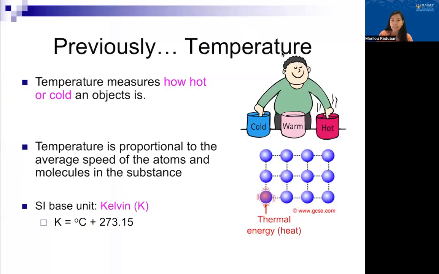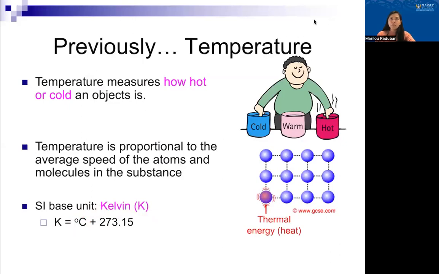So last time we started the topic by talking about temperature. We defined what temperature is. We defined it as how hot or cold an object feels to the touch. And we've seen the temperature, although it's usually measured in degrees Celsius, the SI or the base unit for temperature is the Kelvin. And so last time we also learned how to convert units from degrees Celsius to Kelvin and vice versa.